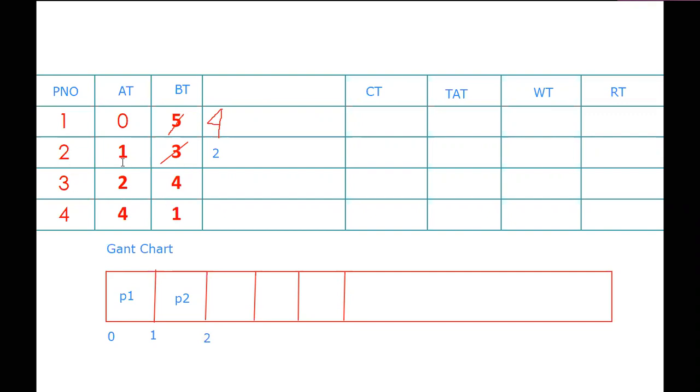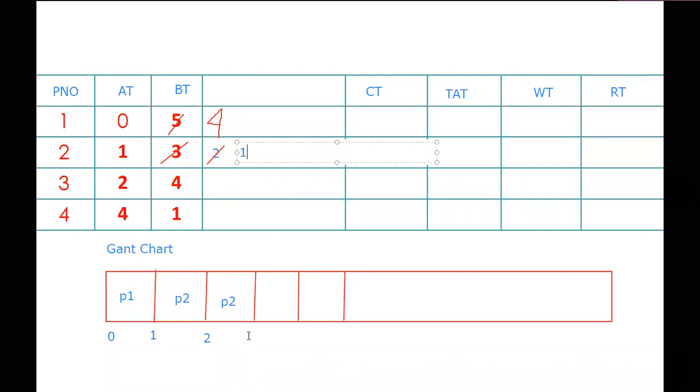At time 2, we have three processes: process 1, process 2, and process 3. Among these three, process 1 has 4 seconds remaining, process 2 has 2 seconds remaining, and process 3 has 4 seconds remaining. So which one is the shortest one? Again, the shortest one is this. So we will again cut down this one, and we will again allocate the CPU to the shortest one, that is our P2. So this will be 1 second remaining.